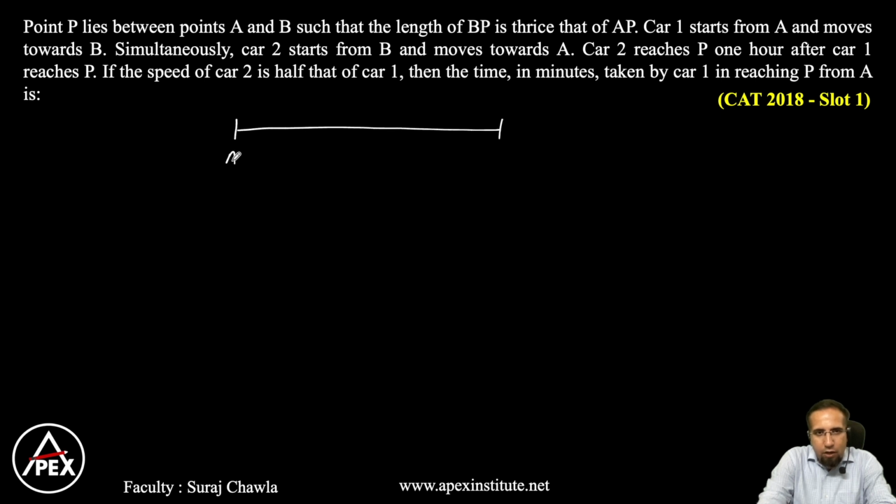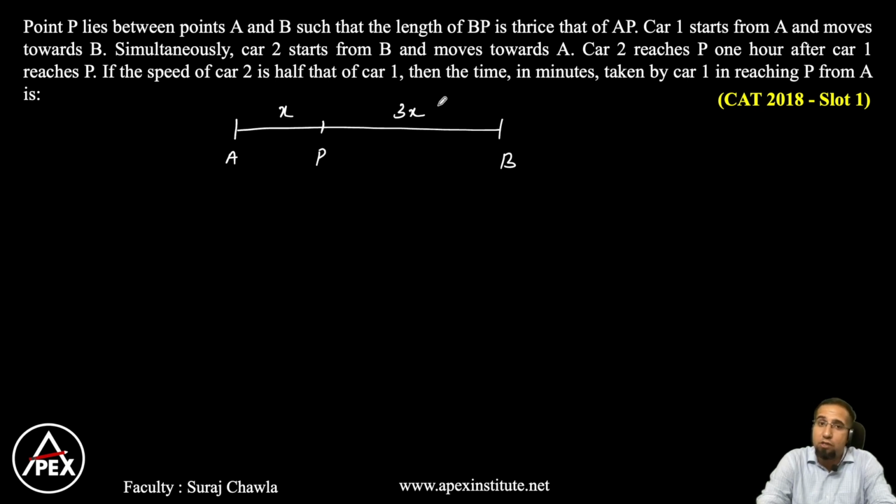So, I have A, I have B, and I'm told that BP is thrice of AP. That means AP is a smaller part. Let me assume the distance of AP is x. So, distance of BP becomes 3x. Clear? Now, I'm told that car 1 starts from A and moves towards B.